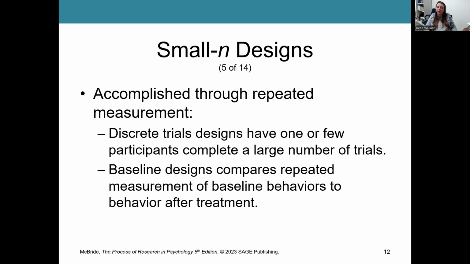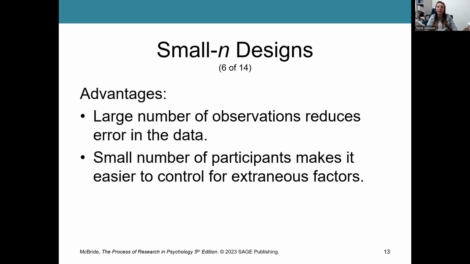So we could accomplish some things through repeated measurement, like discrete trial designs, which have one or few participants complete a large number of trials. And then you have your baseline designs, where you compare the repeated measurement of the baseline behaviors to the behavior after the treatment. And then you can compare the data that way. Some advantages: you get a large number of observations, so that reduces error in the data because you have more data points to look at. But a small number of participants makes it easier to control for extraneous factors. If you just have 5 people, you probably can control for a whole bunch of things that you couldn't control for if you're giving this survey to 200 people.